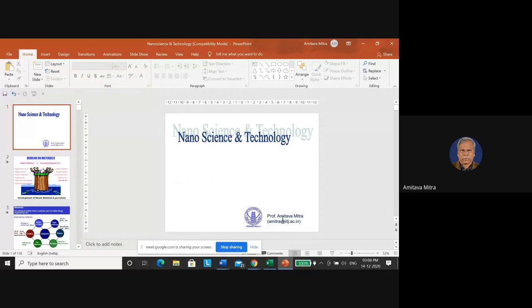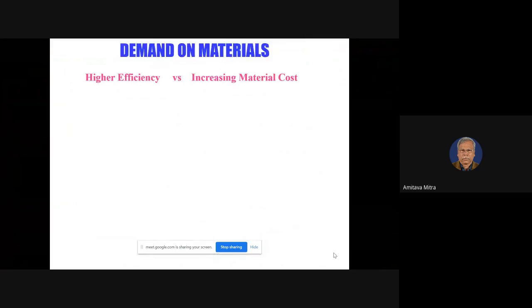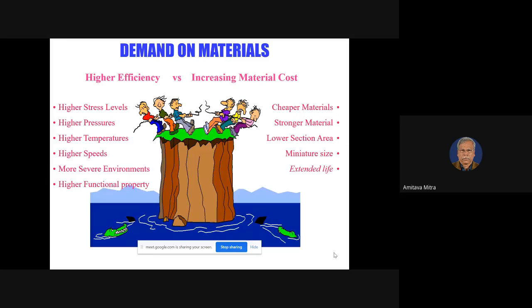So again, I'm starting from the beginning, but faster. There is always a competition between the higher efficiency materials and how we can reduce the cost, which leads the demand of the materials. And there is a tug of war of getting high stress level materials, high pressure materials, high temperature materials, materials for high speed application, more severe environmental applications, and higher functional material properties. At the same time, we require cheaper materials, stronger materials, lower cross sections, miniature size, and extended life of the components.